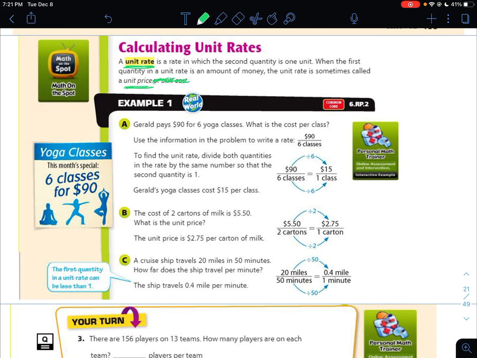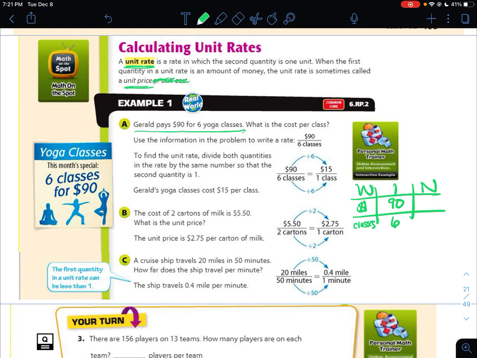So the book gives you a couple examples. Finding the unit rate: Gerald pays $90 for 6 classes of yoga. What is the cost per yoga class? You can actually use the hashtag for this, like I've been showing you. So we have dollars on top, and then we have classes on the bottom. So he pays $90 for 6 classes.